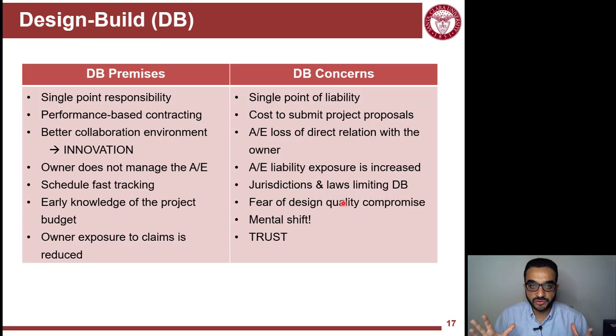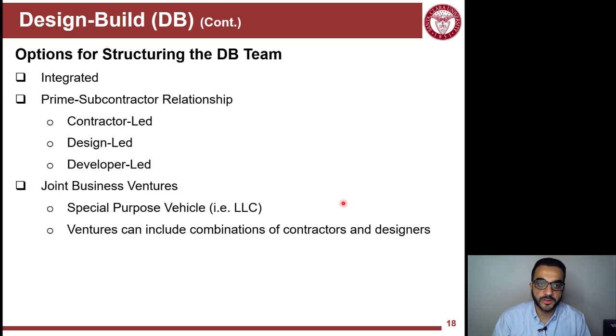And the last thing is trust between the owner and design builder. Within the design builder organization itself, there's a lot of trust that needs to be built. It's funny, you have to build trust before you build the actual project. So there are multiple options of structuring that design build entity. So there is integrated, there is prime sub relationship, and there is the joint venture.